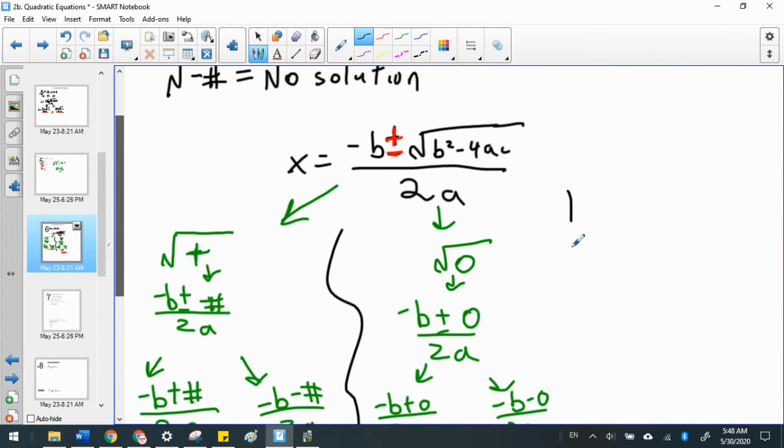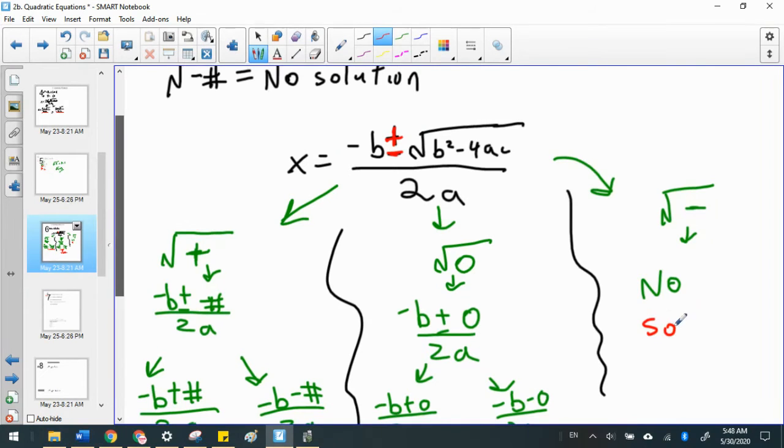And lastly, the last kind of situation you might see is when you end up taking the square root of a negative number. And the thing to remember is when you take the square root of a negative number, you get an imaginary number, which is not a real number, which means for them to ask for real number solutions is impossible. So when you take the square root of a negative number, you know that there are no possible ways for me to do negative b plus or minus that number. So this would be a situation where you recognize that there is no solution.